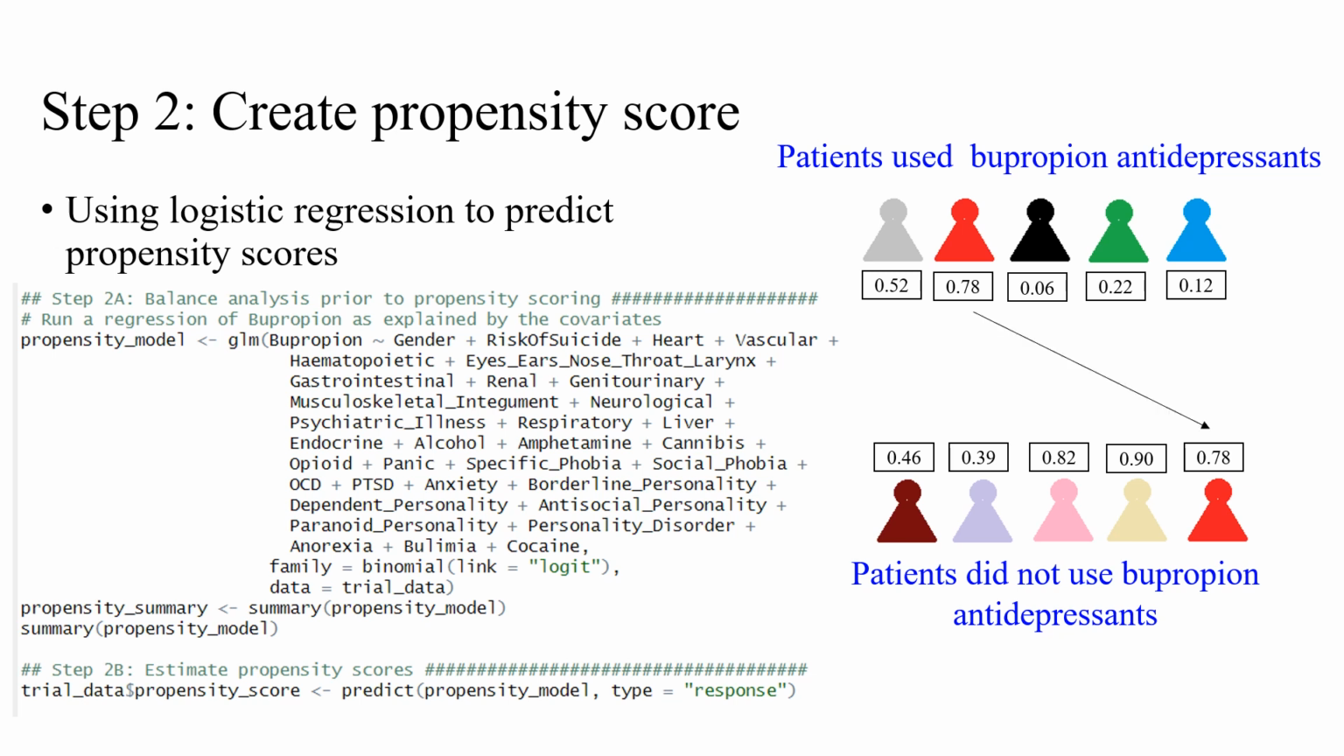You can see here we got our probabilities. To be more specific, predicted probabilities 0.52, 0.78, and so on. So propensity scores are these probabilities. Based on our probabilities, now we will match the subjects that received our treatment, that is, received our specific antidepressant, with those who did not receive that antidepressant.